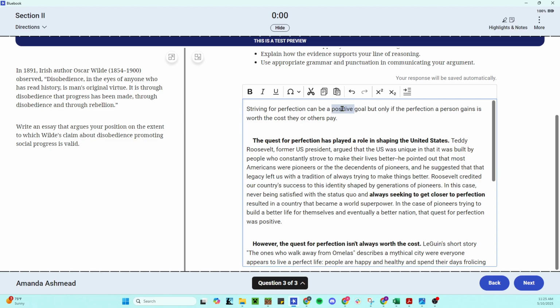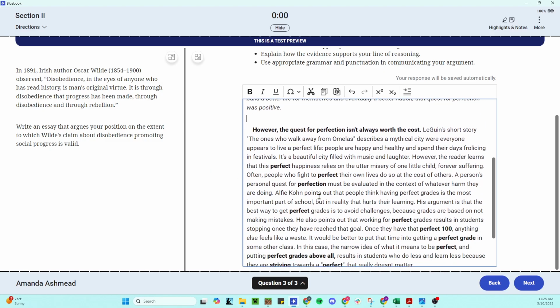So I've connected it back to it can be a positive goal. Again, if I had more time, I would have probably gone straight into my however and talked about it there, but whatever. So there we have our tieback number 1. Don't italicize it. I'm just doing the bolding and italics so y'all can see.